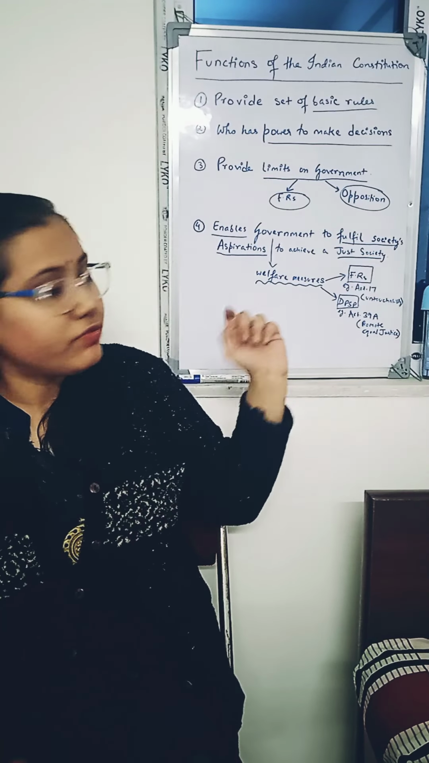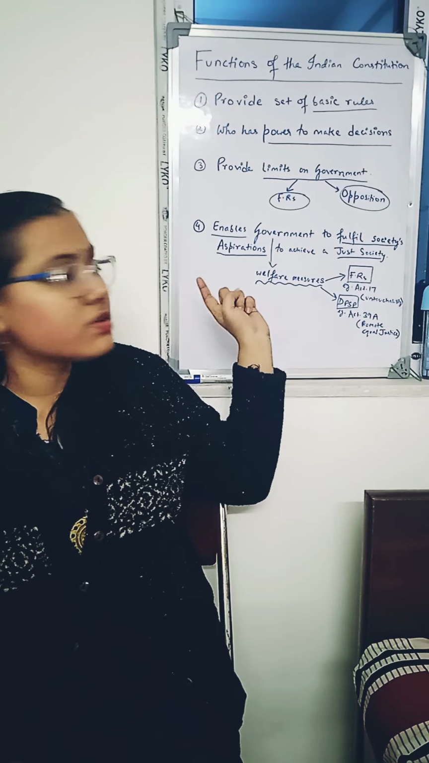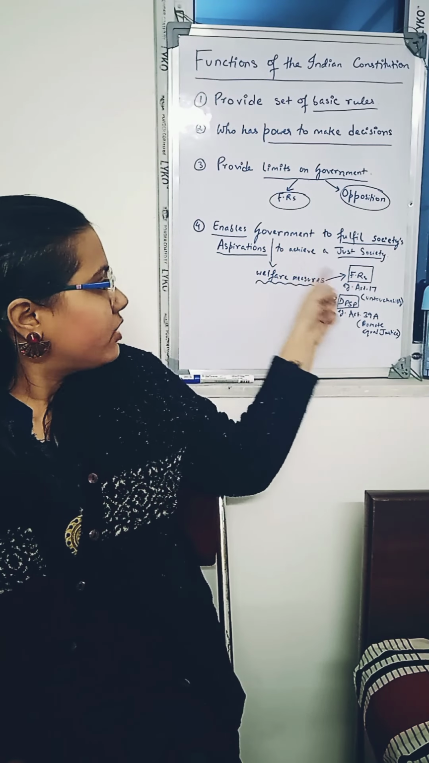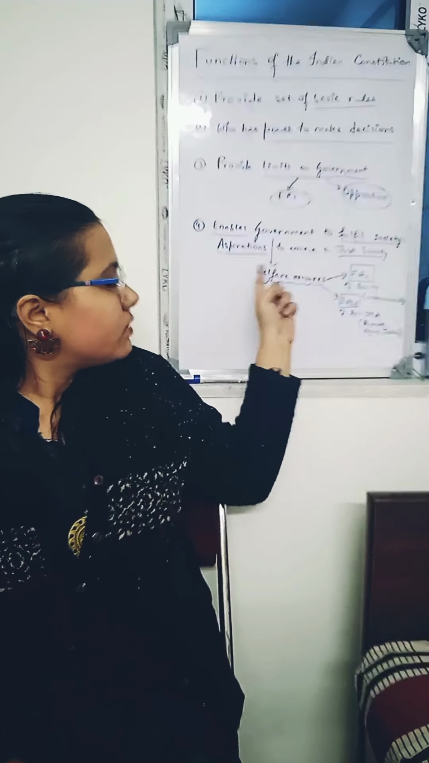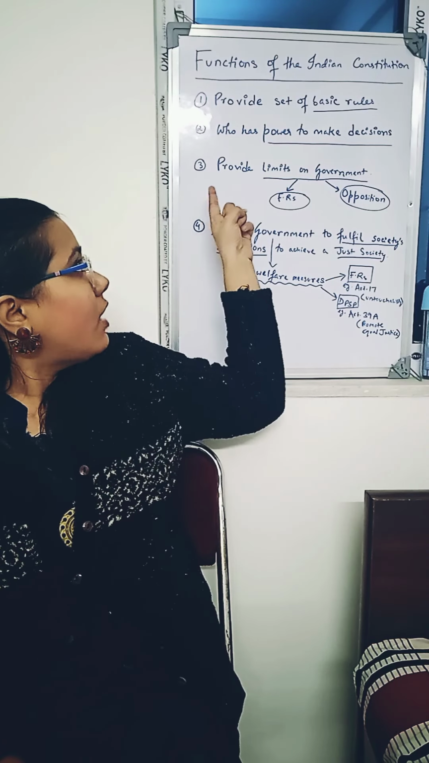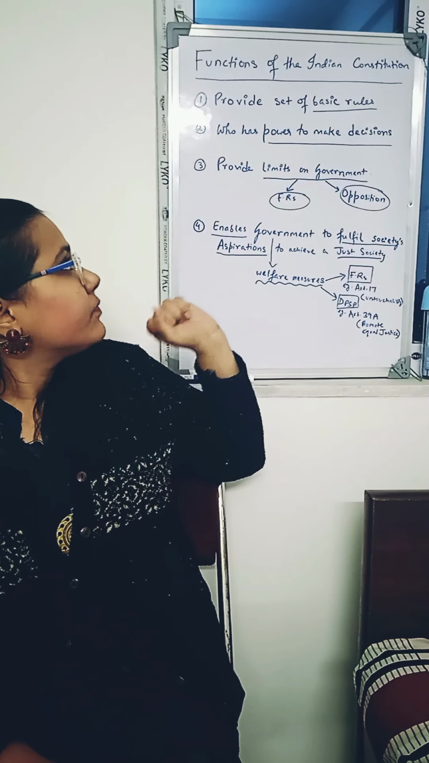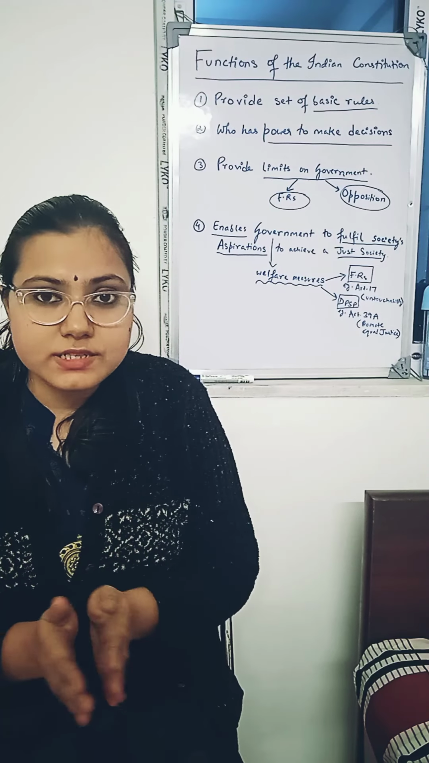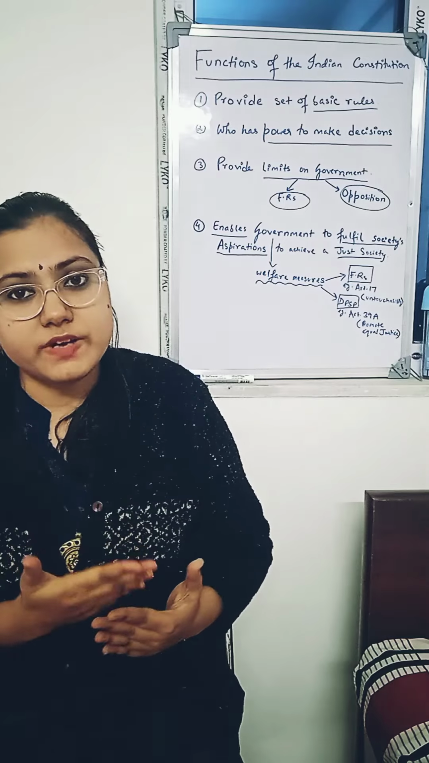And what is the fourth function of the Indian Constitution? The fourth function is that it enables or empowers the government to fulfill the aspirations of the society to achieve a just society. So you see how the fourth function differs from the third function. The third function puts certain limitations on the government, whereas the fourth function empowers the government. So this is kind of a contrary.